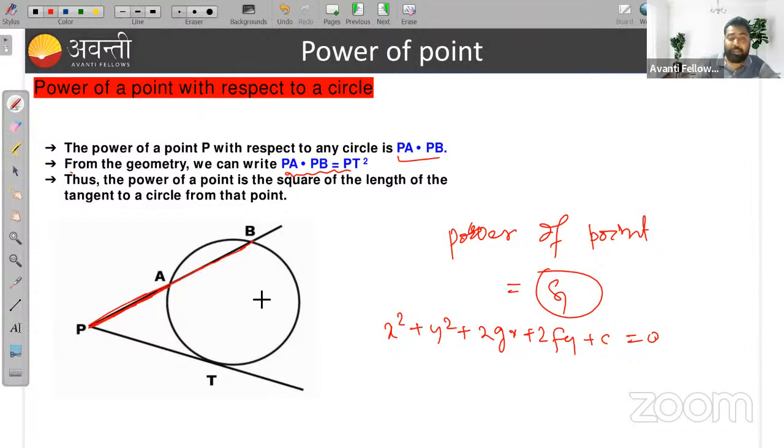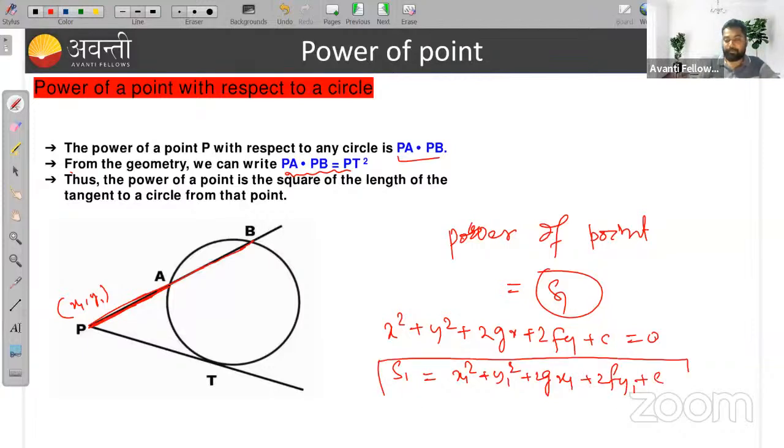That is, put the given point. If the coordinate of P is x1, y1, then put it here. So S1 will be your power of point. That is, S1 is equal to x1 square plus y1 square plus 2g of x1 plus 2fy1 plus c. This is my power of point. Okay, you need to remember only S1 is the power of point. It's called the power of point. Okay, guys, everything is clear to everyone?